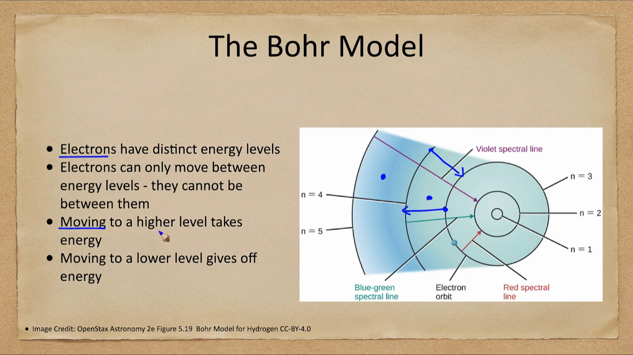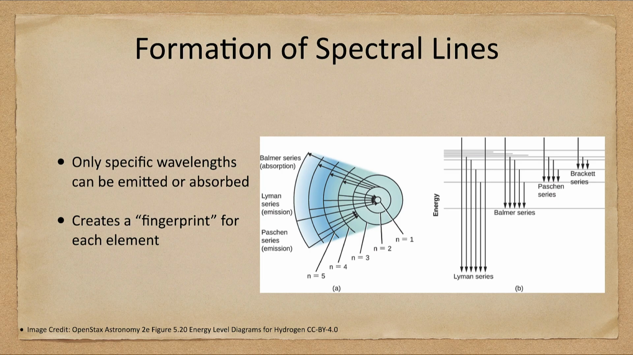So moving to a higher level takes energy, moving to a lower level gives off energy. And each of those amounts of energy corresponds to a wavelength. So what this means is we get very specific energy levels for each of these. Here we have the different series that we can get depending on which energy level you're transferring to.